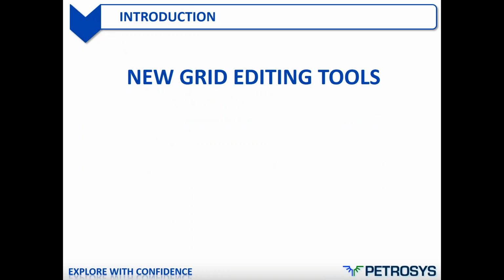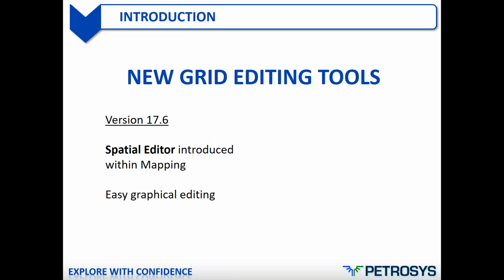Okay, so what is this webinar about then? Well, in general, it's about the new grid editing capabilities within Petrus. Now, for those of you that are long-time users of Petrus, you'll know that back in version 17.6, which is a couple years old now, we released a tool called the Spatial Editor. Now, this is an easy-to-use graphical editing tool that you can use within mapping, and it's a very powerful tool that allows you to edit things like contours and faults as well as GIS data.